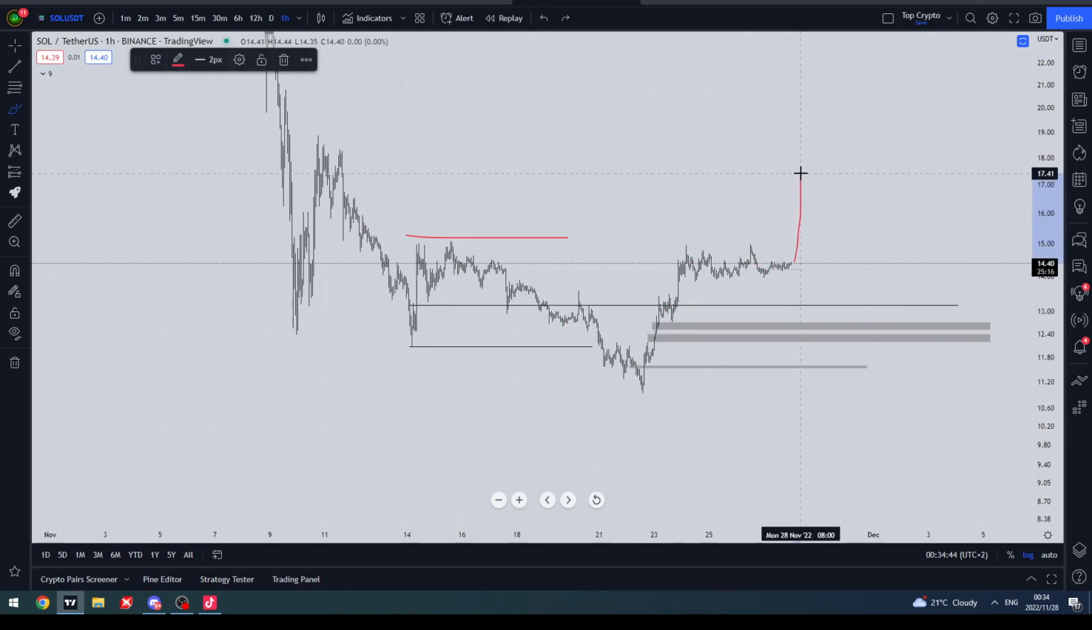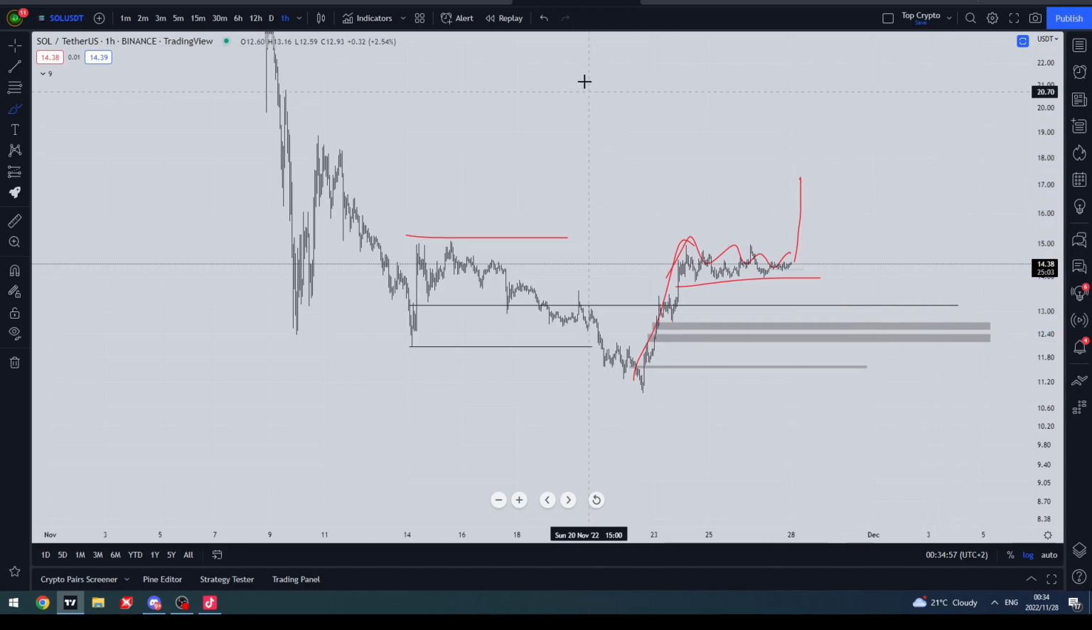Squeeze up, three-wave move with the middle leg like this. There's liquidity lying below here. Grab the liquidity, reverse, and move. That's Sol for you.